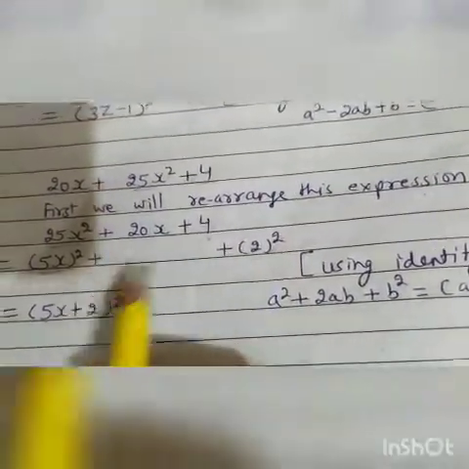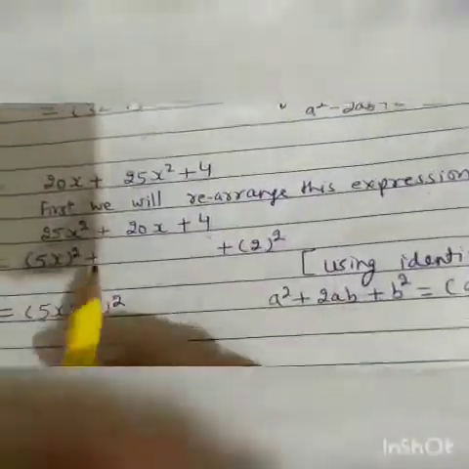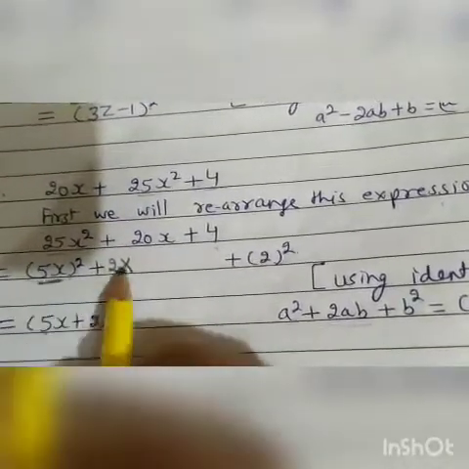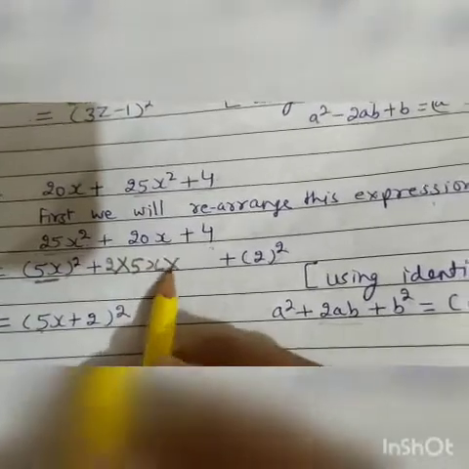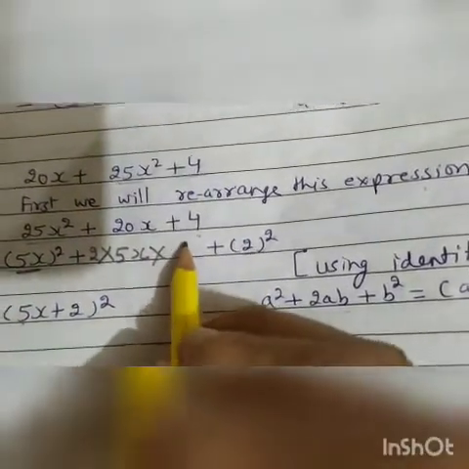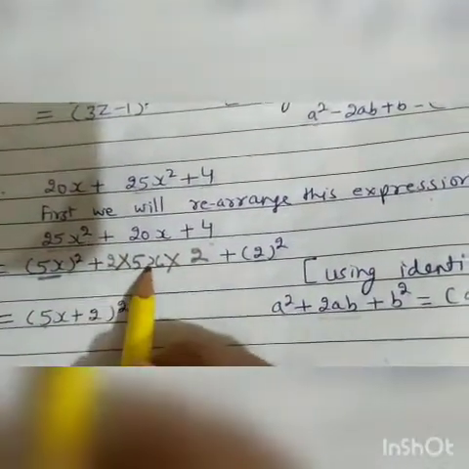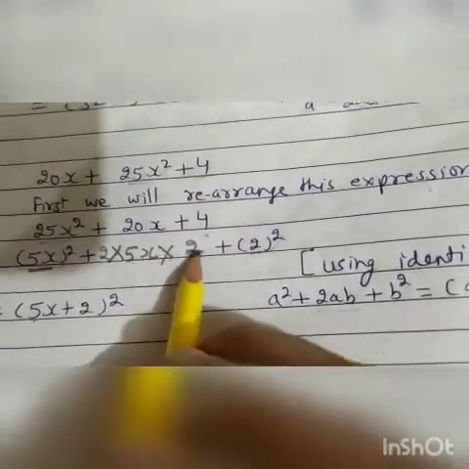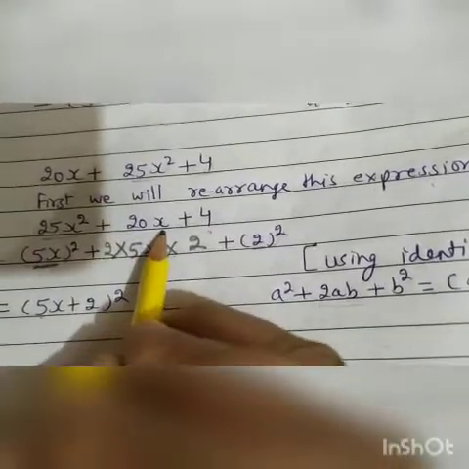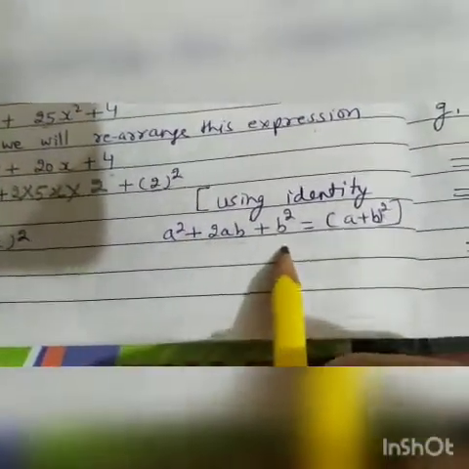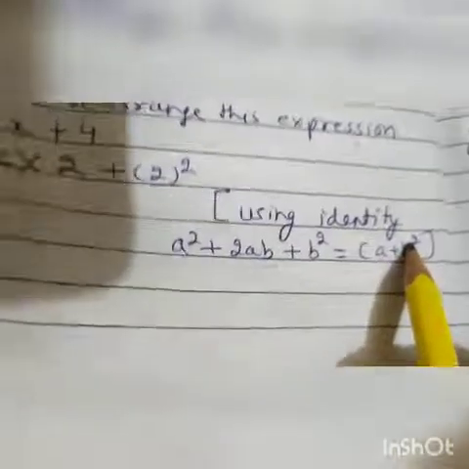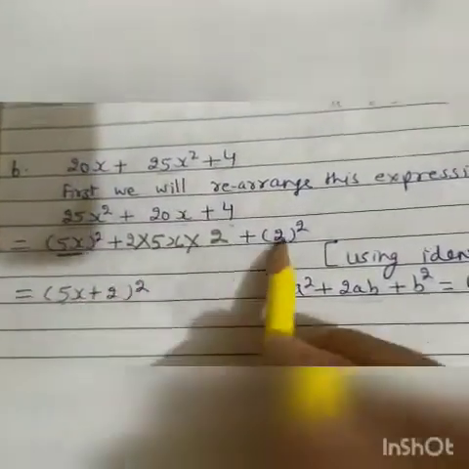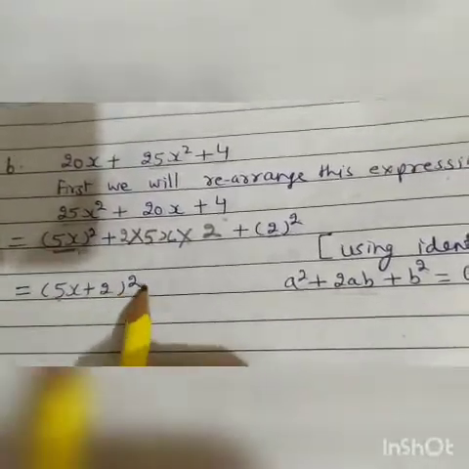Now this middle term, plus 2ab, see, plus 2 into, what is the value of a? A is 5x, into, then what is the value of b? B is 2. So 2 into 5x into 2. If we check it, 2 fives are 10, 10 twos are 20x. 20x is the middle term. According to this identity, it is equal to (a plus b) whole square. So the value of a is 5x plus the value of b is 2. So (5x plus 2) whole square.